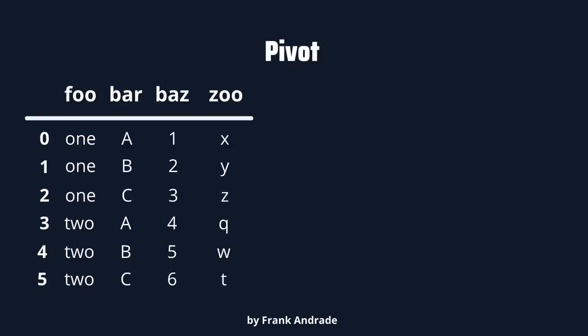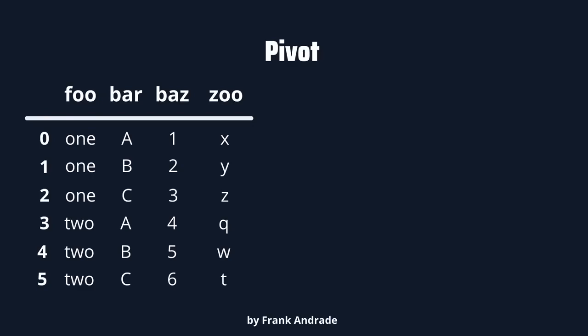So here we have a little data frame, and this one has 6 rows and 4 columns. And as you can see here, there are many duplicate values. For example, in the column foo, the 1 value is repeated at least twice, and the same goes for the 2 value. Also in the column bar, you can see that the A, B, and C are duplicated.